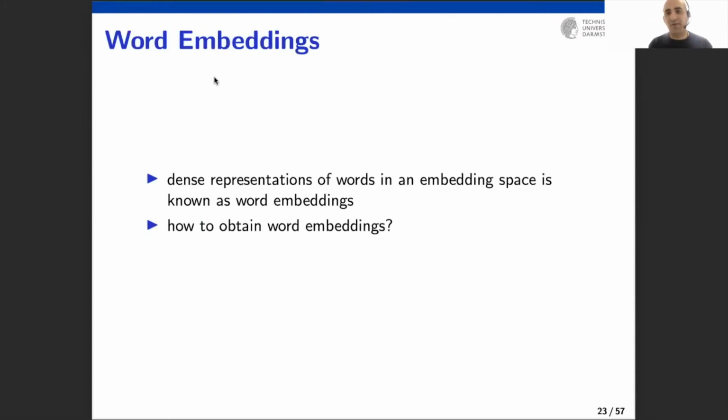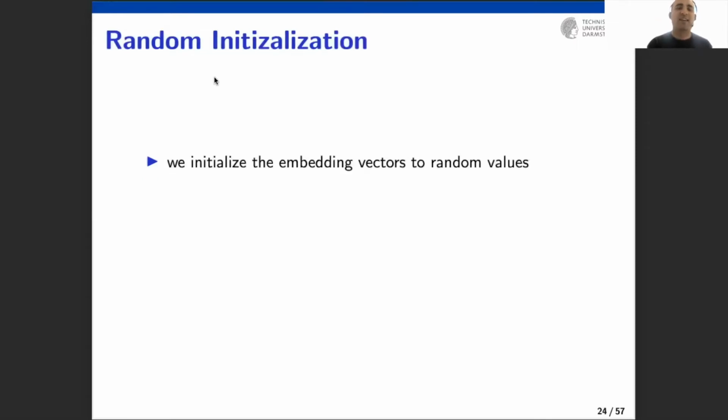But how should we define these dense vectors or embeddings? Now we can talk about a specific type of embeddings named word embeddings. As is clear from the name, by word embeddings, we want to represent each word by a dense vector in a low dimensional space. Word embeddings are dense representations of words in an embedding space. But how to obtain word embeddings? How should we obtain a dense representation for each word in the vocabulary?